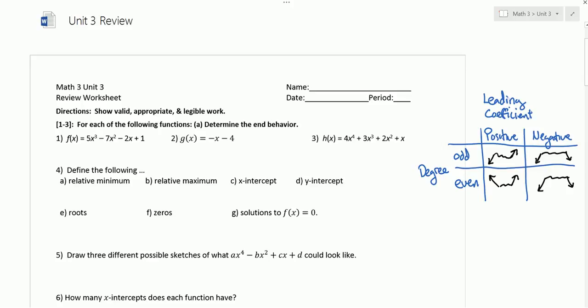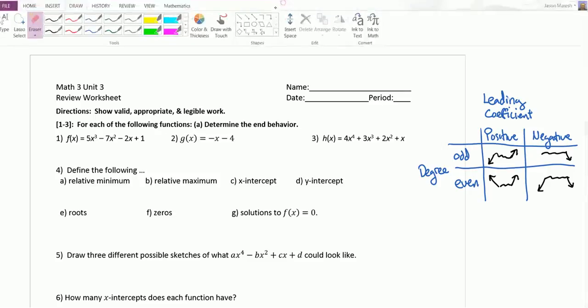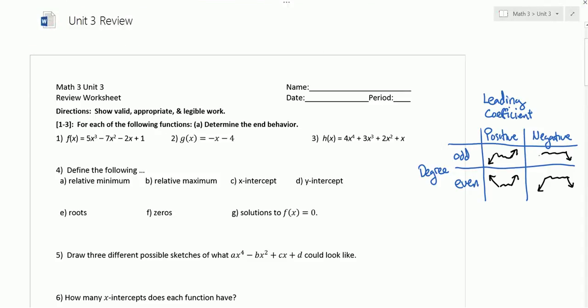And if the degree is even, then both sides, left and right, will point in the same direction. So something went wrong here. We said odd is pointing in opposite directions, but I did not draw that. Sorry about that. There we go.